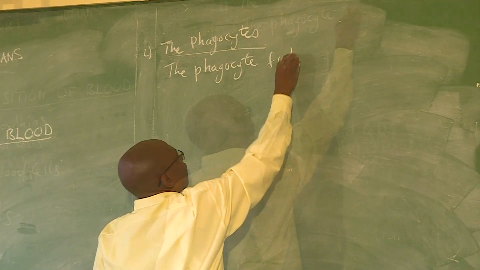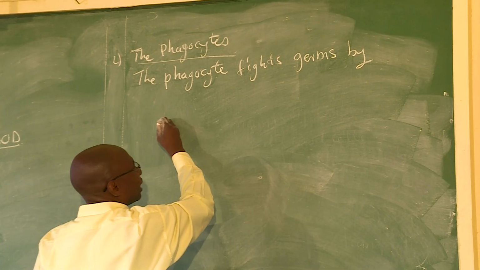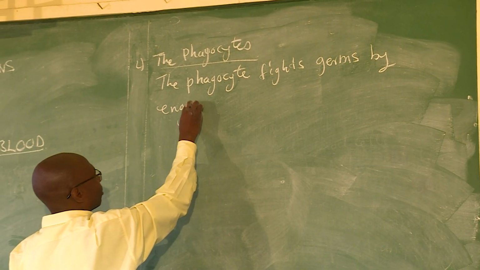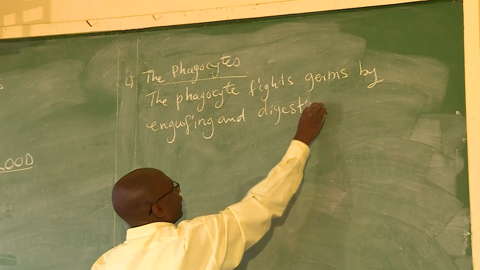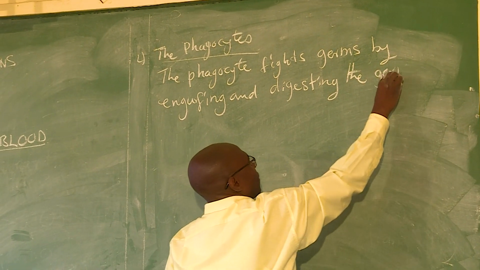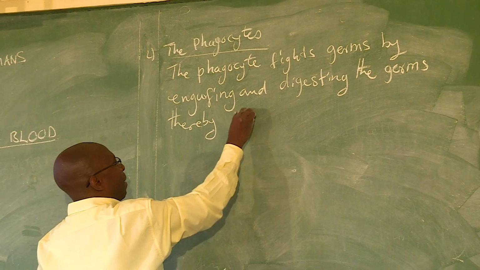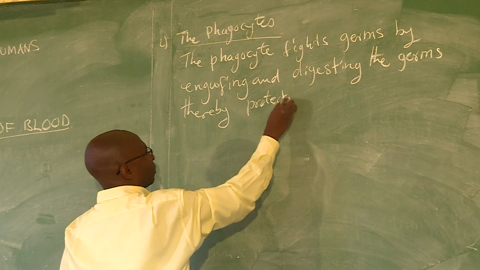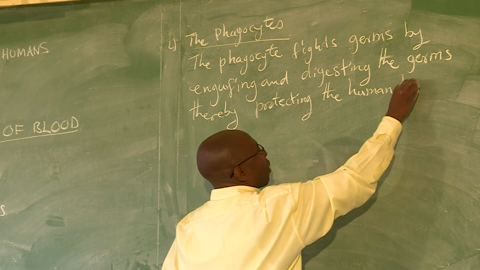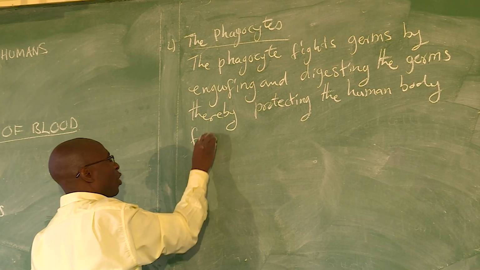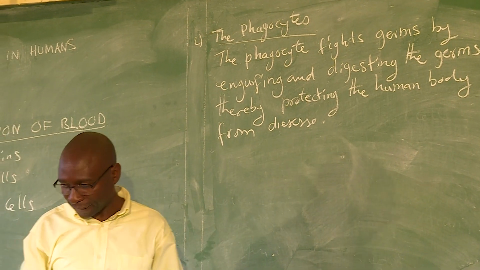The phagocytes fight germs by engulfing and digesting the germs, thereby protecting the human body from diseases. Okay, so that's what it does.